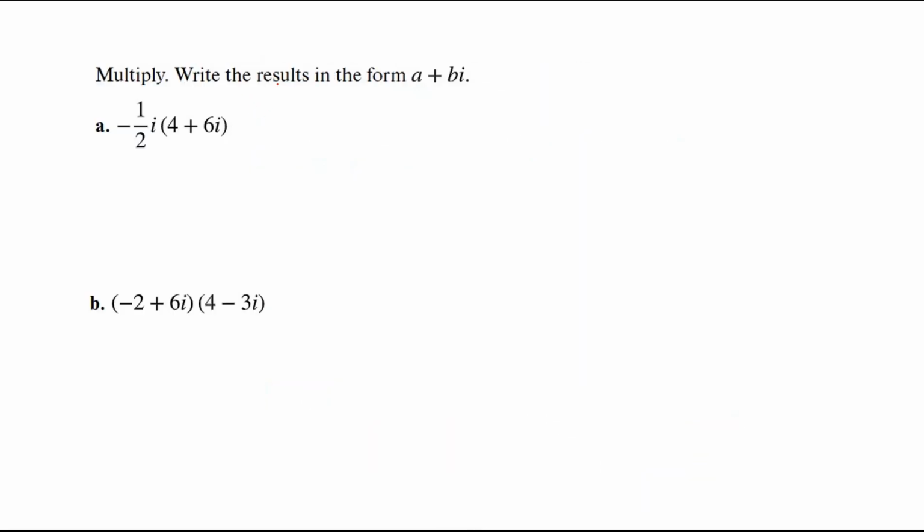So when we multiply complex numbers, we treat that just like we would treat any other polynomial, except that whenever we get an i squared in our answer, we have to remember that that is negative 1. So negative 1/2 i times 4 is going to be negative 2i, and the negative 1/2 i times 6i is going to be negative 3i squared. So this will be negative 2i plus 3, because i squared is negative 1, and negative 3 times negative 1 is positive 3. But we have to write the real part first and the imaginary part second.